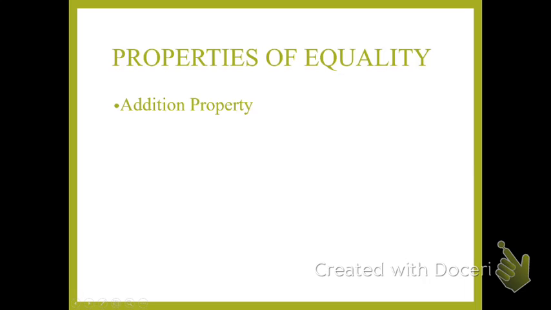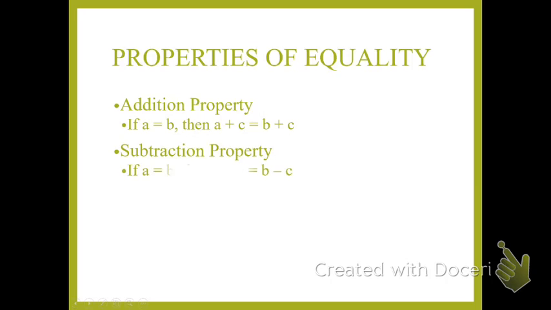Next, we'll look at a few properties that will allow us to solve equations. The first is the addition property of equality. The addition property of equality says that we can add the same number to both sides of an equation and it will be equivalent. The subtraction property of equality says that if we start with a true equation and we subtract the same number from both sides, it will still be a true equation, or in other words, we'll end up with an equivalent equation.